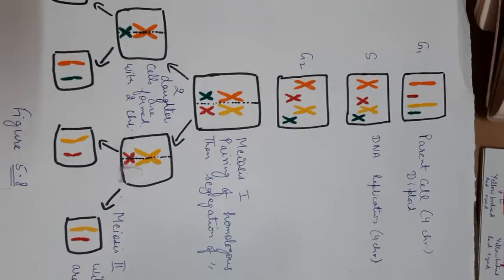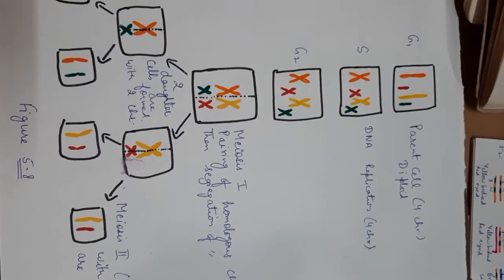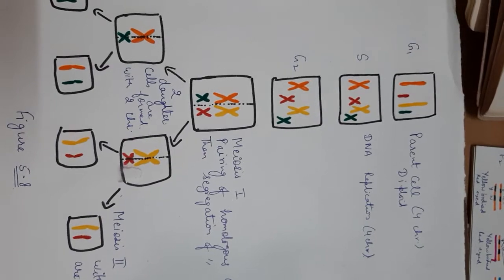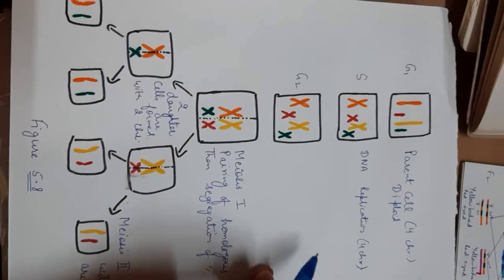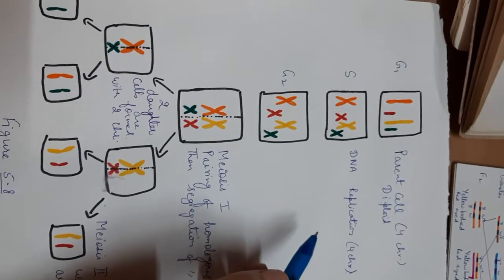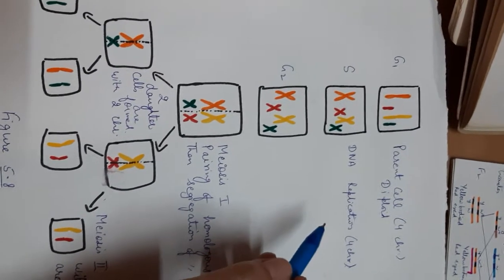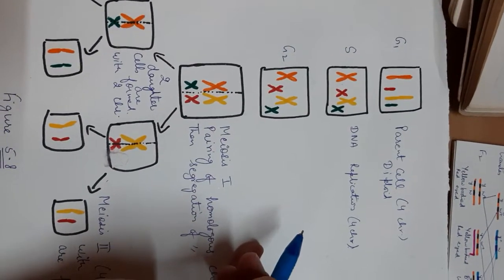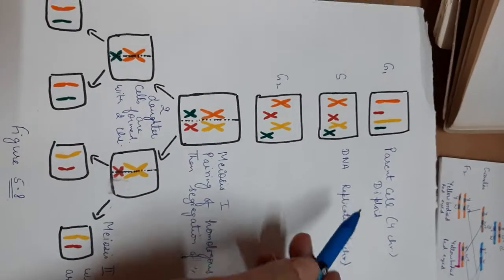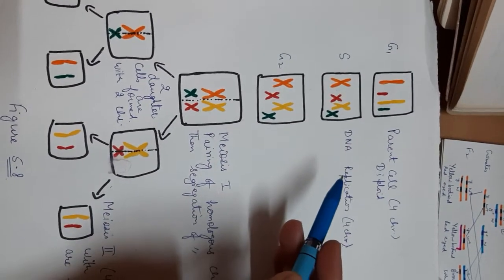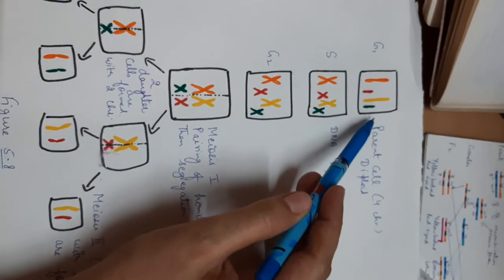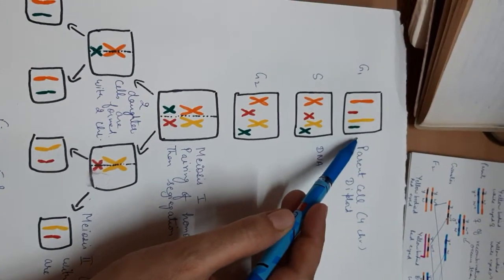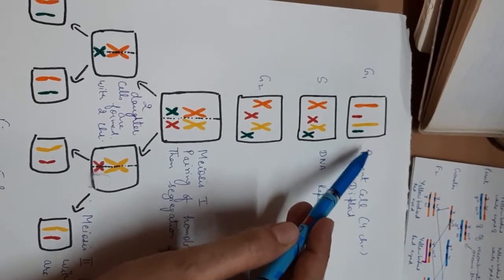Good evening, students. In this video we are going to study figure 5.8 of chapter number 5 NCERT. In this video you have been shown how meiosis takes place in diploid cells and how germ cells are formed. I have used the same color combination which is given in your book. Suppose this is the diploid cell or parent cell which is going to divide.